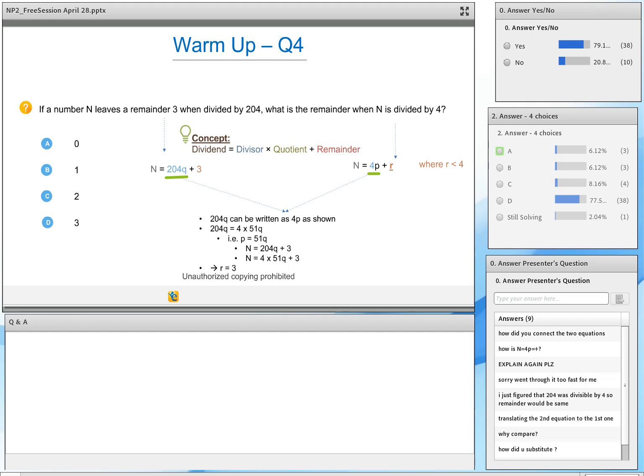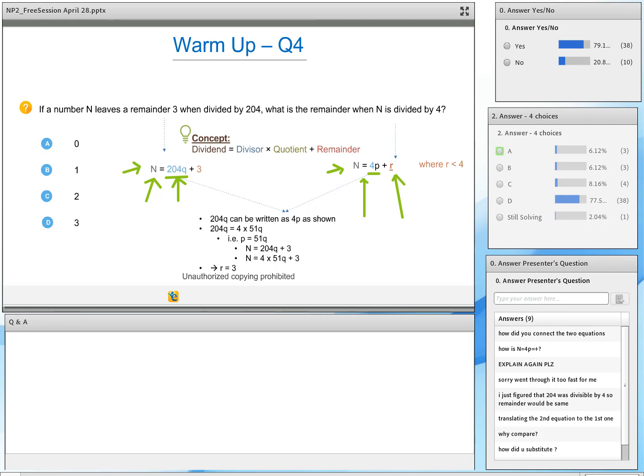204q is a multiple of 4, and that's why this equation is actually in the form of this equation over here. I'm just writing it in a mathematical form. That's about it. Why compare? I'm comparing this so that I can find the value of r from the given information. Okay, that's all I'm doing over here. I'm just presenting 204q in the form of 4p to see what my remainder r will be. I'm just writing the given equation in the form of what I need. Okay, that's all I'm doing.